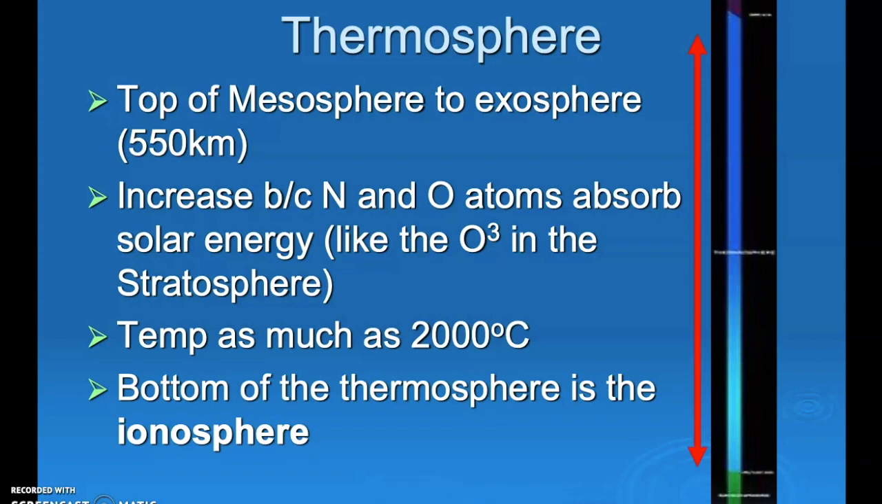And the bottom of the thermosphere is called the ionosphere, and that's actually where the northern lights, or the aurora borealis and aurora australis, are happening. And so we'll talk about all of that in an Edpuzzle assignment coming up.